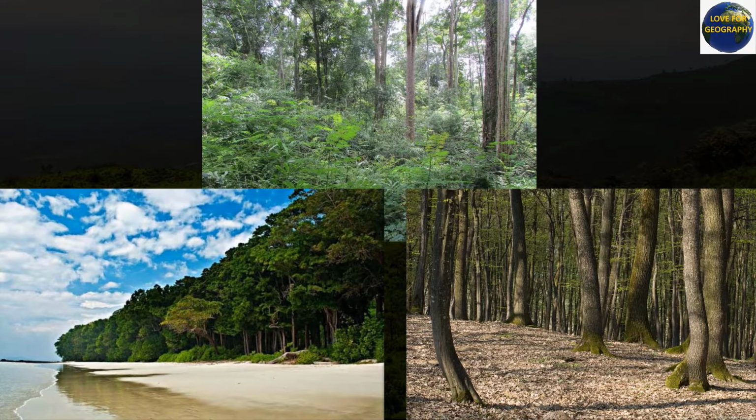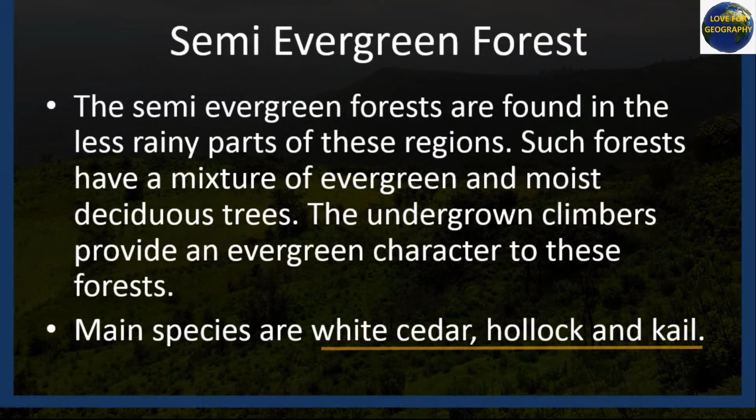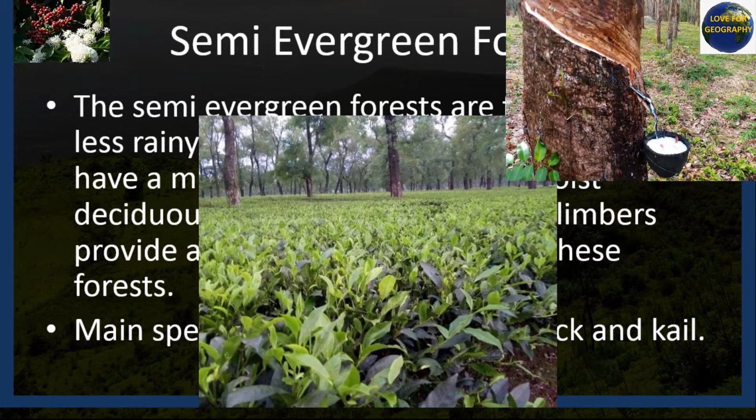In other words, we can say that the evergreen forest will degrade to semi-evergreen due to human interference or less rainfall. It is like a descending order of forest cover. So, tropical evergreen will have the maximum amount of forest cover, then slowly and gradually it will decrease towards the deciduous forest. Main trees of these forests are white cedar, hollock, kale, etc. The British were aware of the economic value of this forest in India. Forests were also cleared for introducing plantations of tea, rubber and coffee.